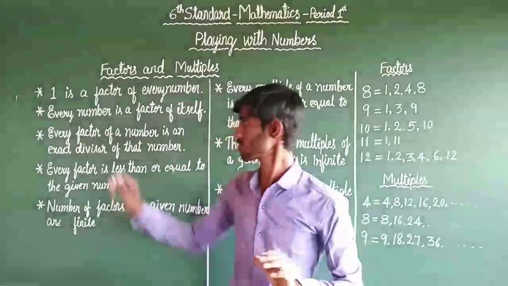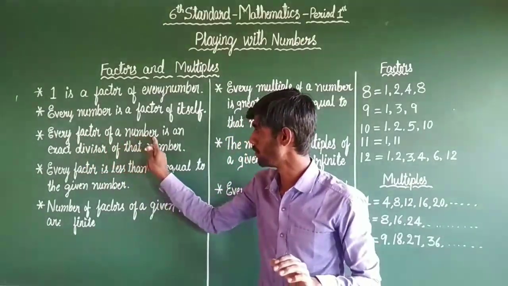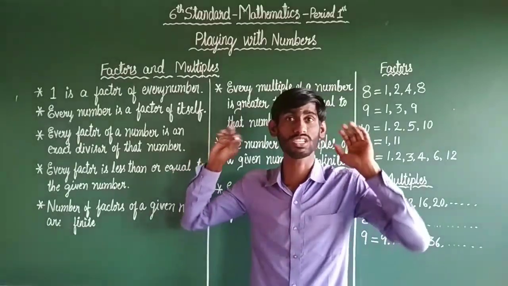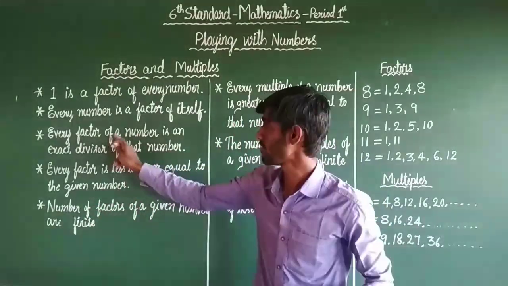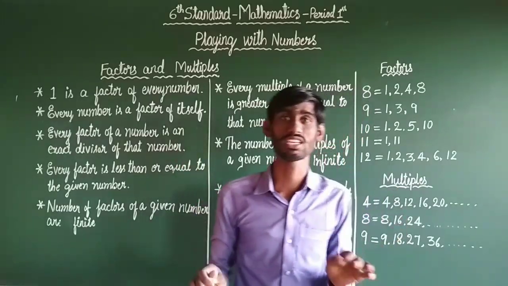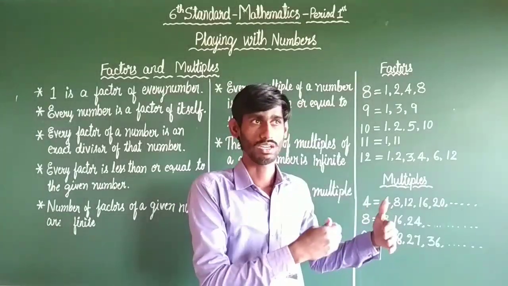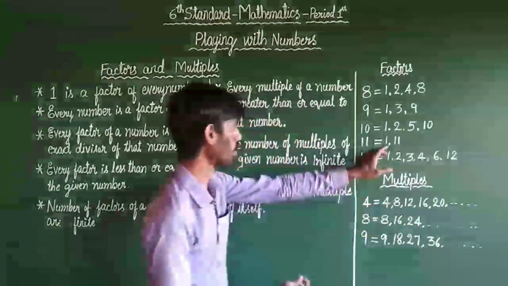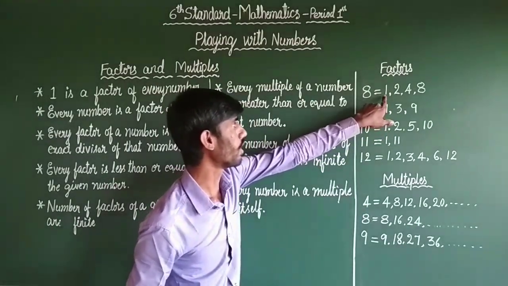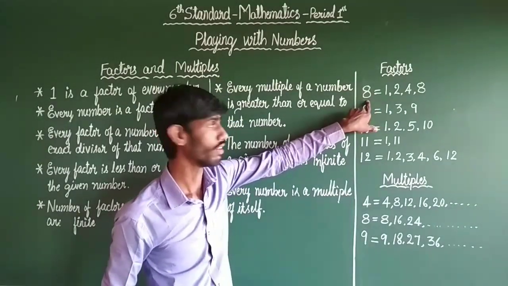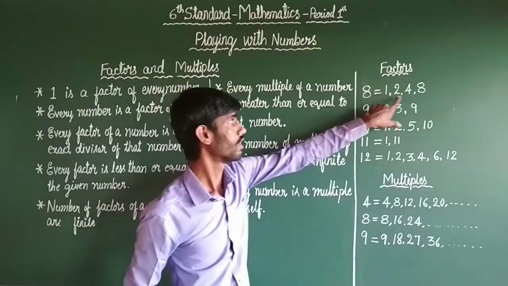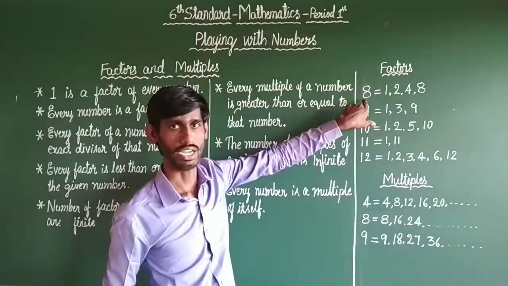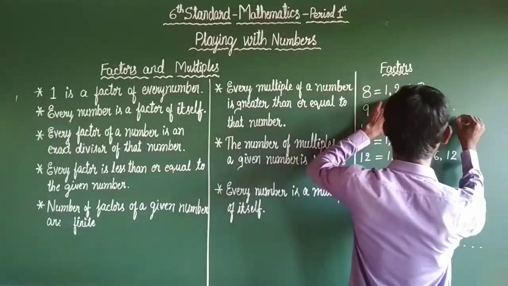Next property is every factor of a number is an exact divisor of that number. Of course, it is also right. Every factor of a number is an exact divisor. We have discussed this just minutes before. Because 1 can divide 8, and 2 can divide 8, 4 can divide 8, 8 divides 8. Are you clear? Observe here, I will give you one example.